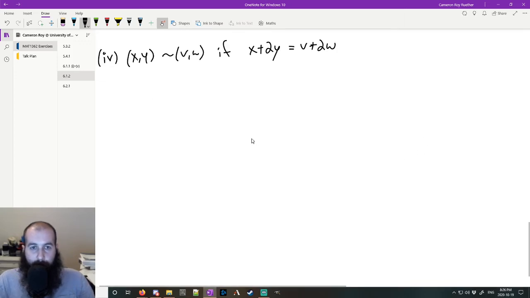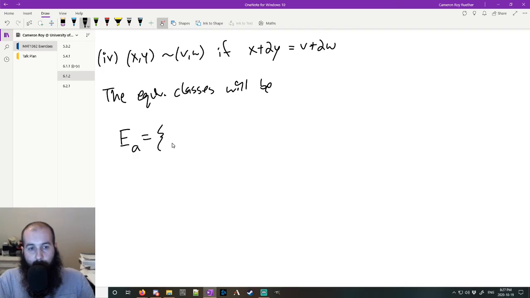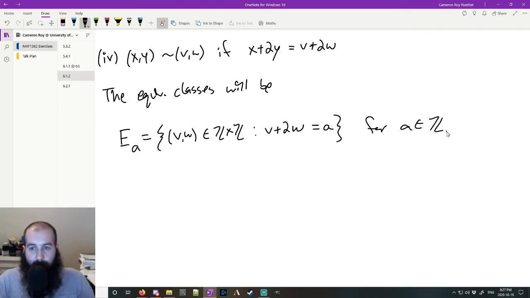And similarly again for part 4, the equivalence classes of this equivalence relation will depend on the value of x plus 2y for the chosen pair (x, y), and this can be any value because x can be any integer and we can always pick y to be 0. So again, here the equivalence classes will be indexed by the integers, and they will be sets E_A, which are sets of pairs in Z cross Z, such that this expression V plus 2W is equal to A, which defines the class, and these are for any integer A.